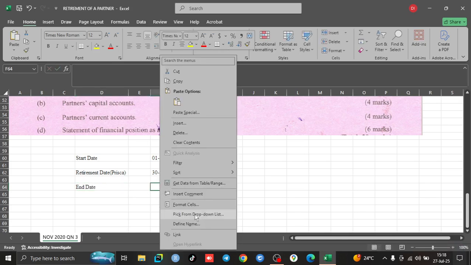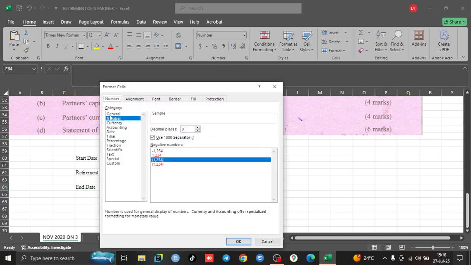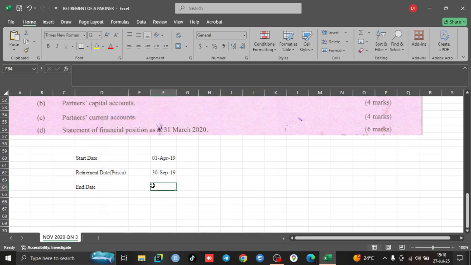Then the end of the period, the end date is 31st of March 2020. So that's the end date.